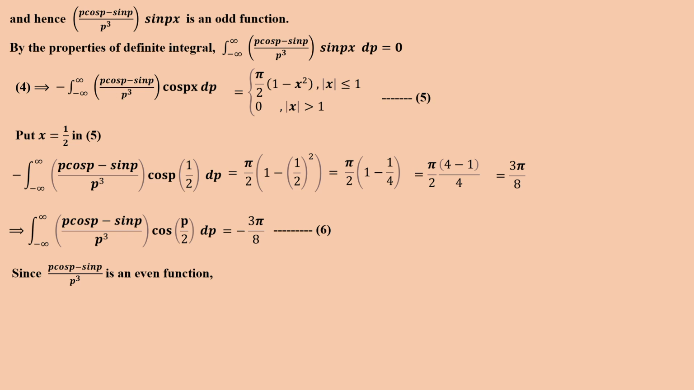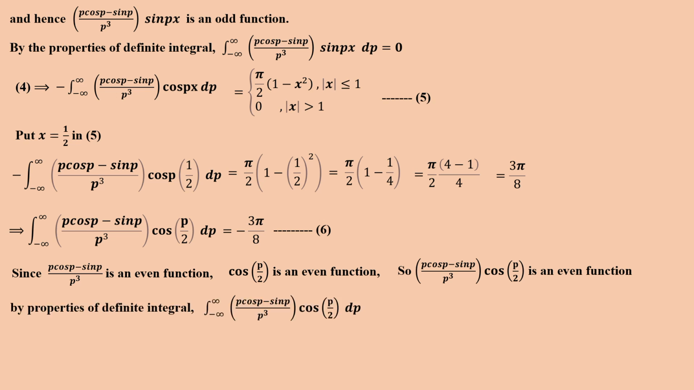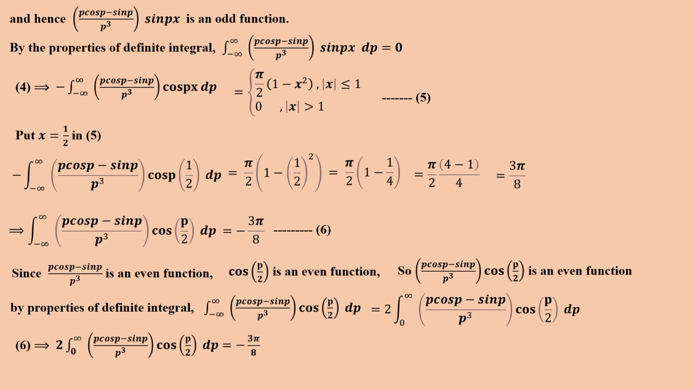Since (p cos p minus sin p) by p cube is an even function and cos(p by 2) is an even function, the product of two even functions is an even function. By properties of definite integral, the integral from minus infinity to plus infinity of an even function is equal to 2 times the integral from 0 to infinity of that even function. So that is equal to 2 times the integral from 0 to infinity of (p cos p minus sin p) by p cube cos(p by 2) dp. Therefore 6 implies 2 times the integral from 0 to infinity of (p cos p minus sin p) by p cube cos(p by 2) dp is equal to minus 3 pi by 8.